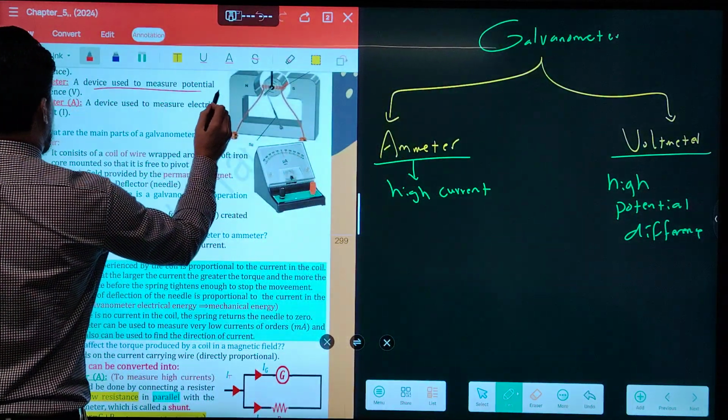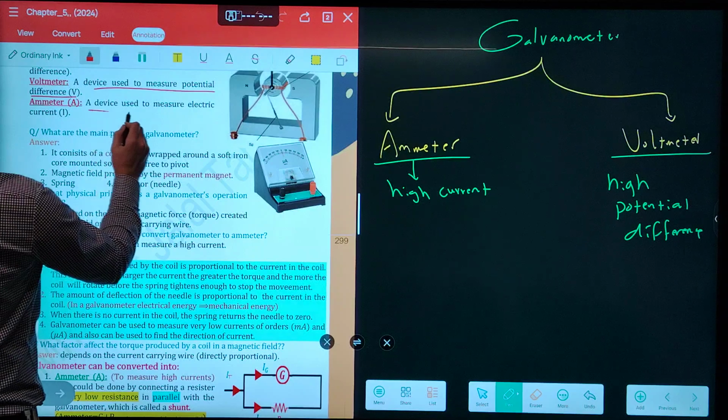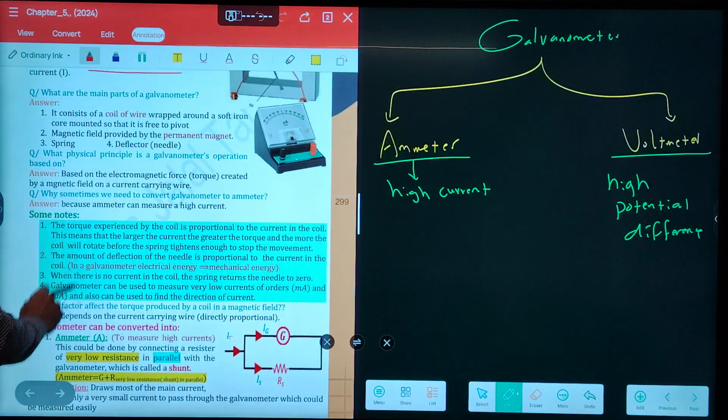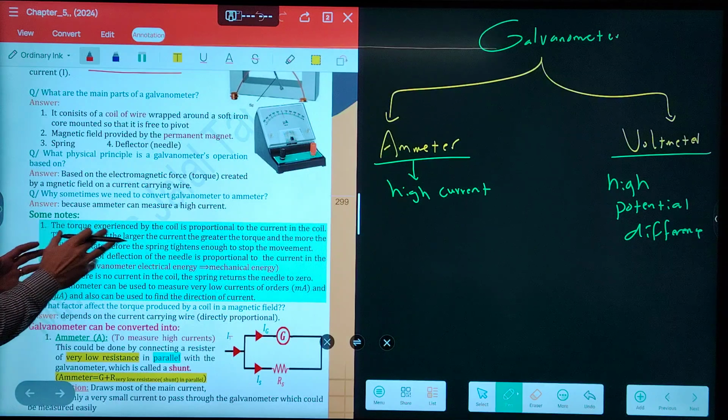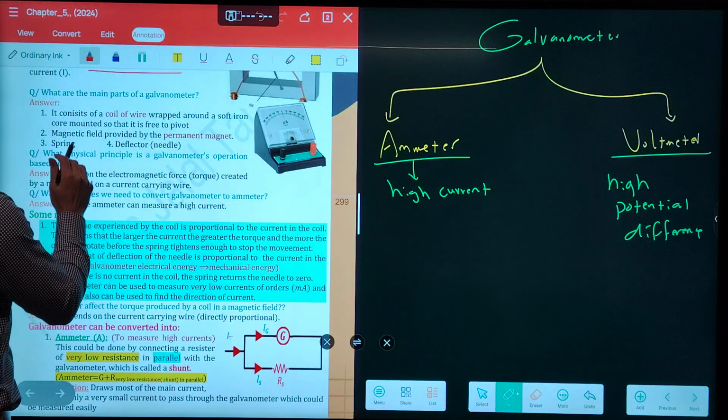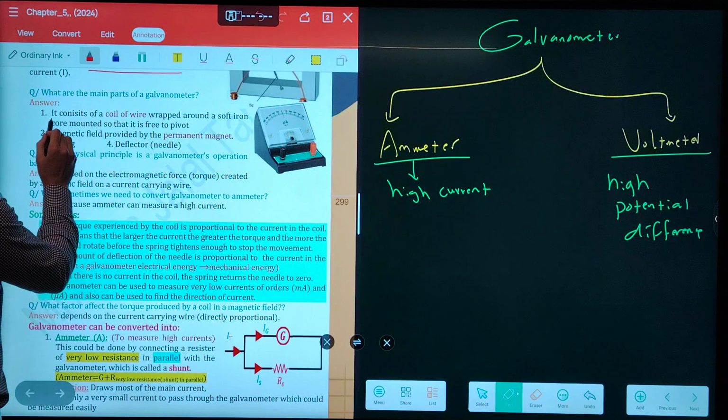A voltmeter is a device used to measure potential difference. An ammeter is a device used to measure electric current or high current. What are the main parts of the galvanometer? The galvanometer is a device that consists of many parts. So what are the main parts of the galvanometer?